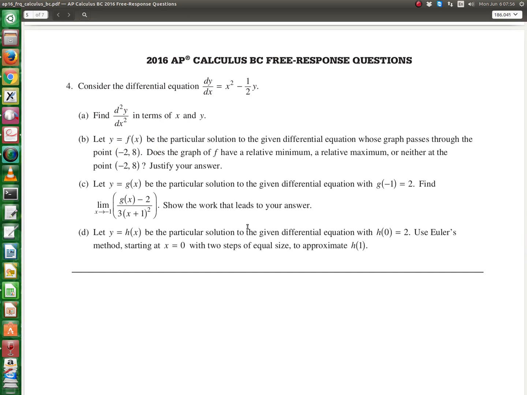All right, part C, listen up. Let y equal g of x be the particular solution to the differential equation such that g of -1 is 2. Find the limit as x goes to -1 of (g minus 2) over 3 times (x plus 1) squared.